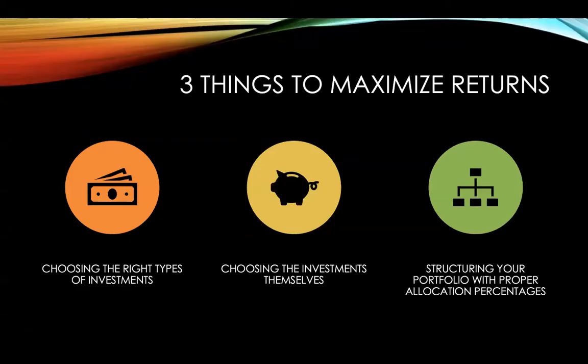There are really 3 things that we need to keep in mind to maximize returns here. The first thing is choosing the right types of investments. Before we choose the actual investment itself, we need to choose the type of investment that we're looking at entering into, and we'll talk about that in the next slide. Second is choosing the investments themselves. This is where you're choosing something specific, like I'm going to actually buy Bitcoin, or I'm going to actually buy Ethereum. And last but not least, we are talking about structuring your portfolio to allocate your capital in different percentages. We'll talk about different strategies for that as well.